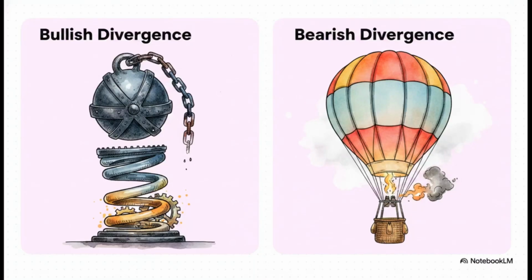Moving on to System 2, spotting reversals. Okay, now that we know how to safely ride the trend, let's talk about catching major turning points early. We do this by spotting divergence. Divergence is simply when the price on your chart and your MACD indicator start moving in opposite directions.